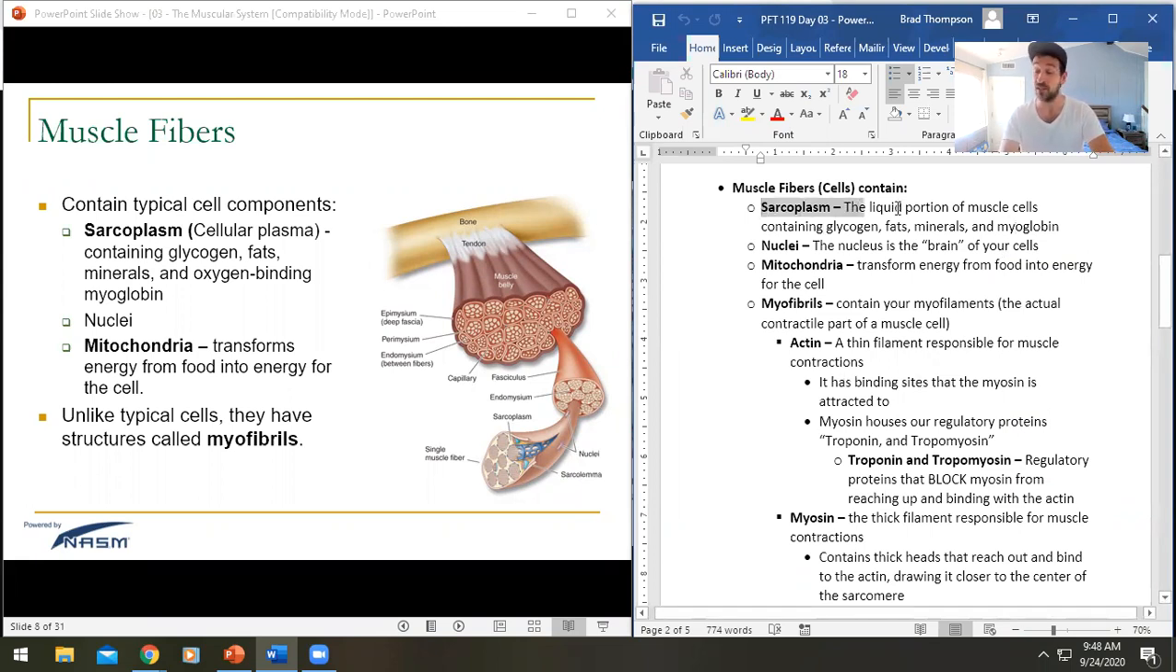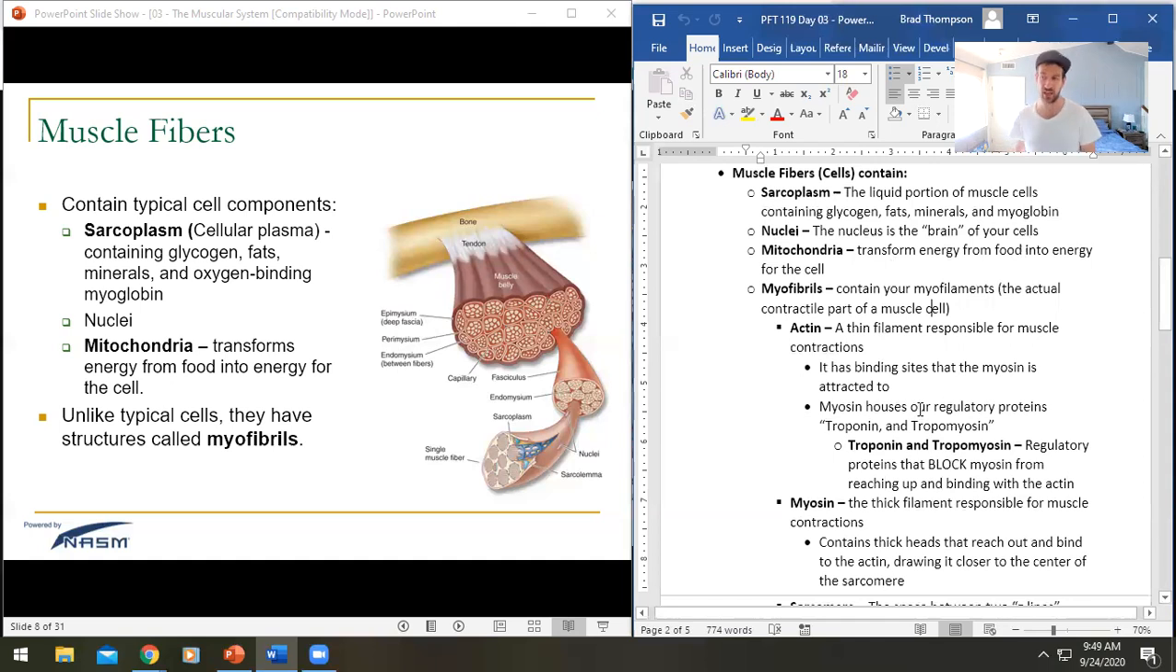So the sarcoplasm is the fluid within your muscle cells, right? Now, your muscle cells are totally still going to have a nucleus, so you've got nuclei in there. That's the brain for your cells. You definitely got mitochondria. I hate to say it because I sound like a high school biology teacher, but they are the powerhouse of the cell. Their job is to take in things like glucose and oxygen and spit out a whole bunch of energy. So they transform the energy from food into energy for a cell. You get tons of them in your muscles because your muscles burn more energy almost than anything else in your body, with the exception of your nervous system.